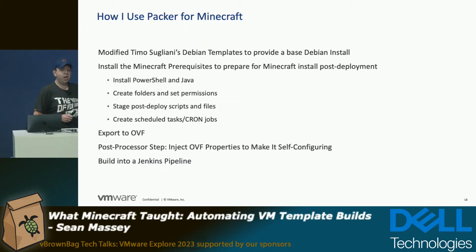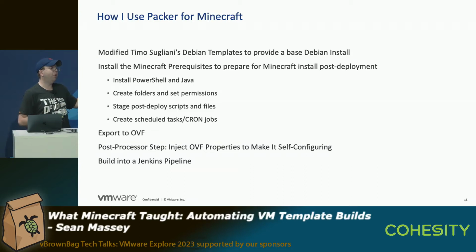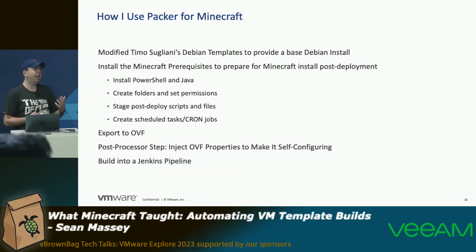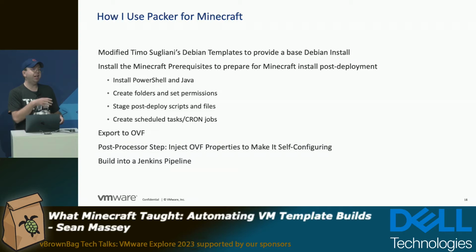Once I have Debian installed, I have scripts that will go through, configure Debian for the way I want it, and install all my prerequisites. So I need some PowerShell for this. I need Java for this. I need to set up all my folder structures and permissions and stage the things I need to do so when I power it on for the first time, it's all there and runs. And then if I have scheduled tasks or cron jobs that I want to run, I want to get those set up as well. So things like nightly update checks and things like that. So these become real self-maintaining appliances. All get set up in this Packer job.